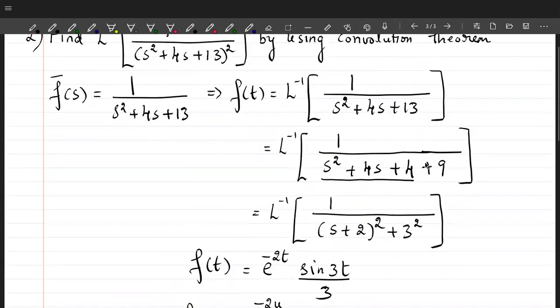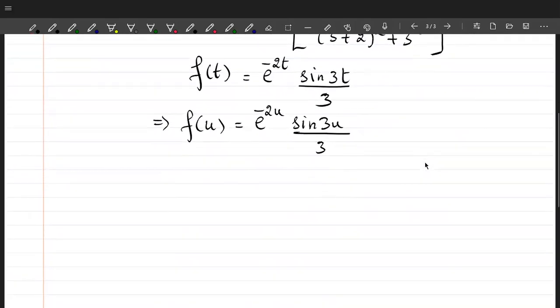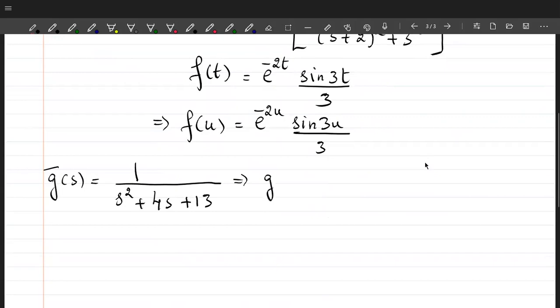So now f bar of s and g bar of s, both of them are the same. So what will g bar of s be equal to? G bar of s is equal to 1 by s square plus 4s plus 13, which is the same as the value of f bar of s. So I'll directly write what is g of t. G of t will also be equal to e power minus 2t into sine of 3t divided by 3.